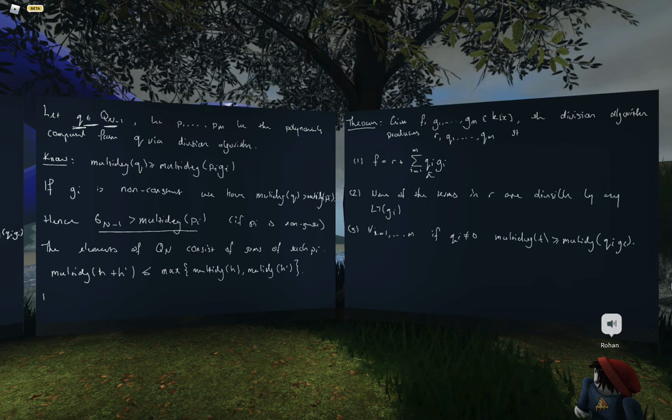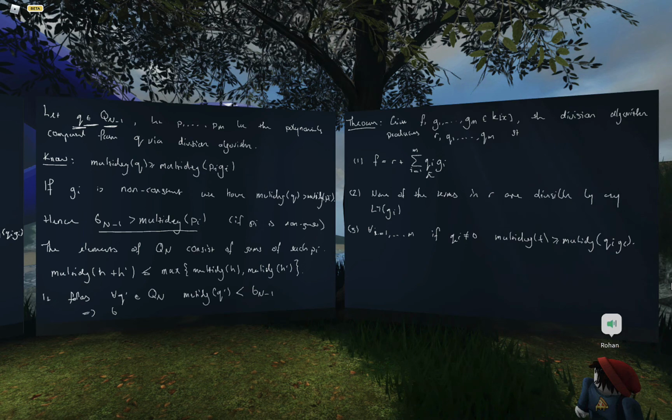So it follows that for all Q prime in Qn, the multi-degree of Q prime is strictly less than Bn minus 1, which gives us that Bn is strictly less than Bn minus 1. And by appealing to the well-foundedness of the monomial orderings, this implies that the algorithm terminates. Okay. Any questions about any of that?